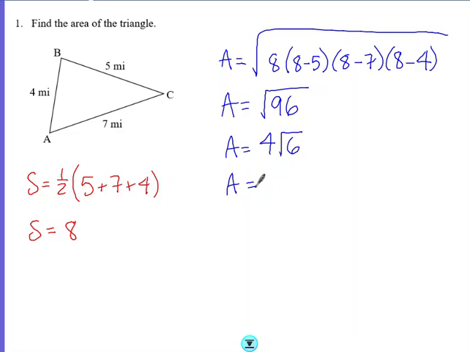Or, if you plug it in the calculator, you get 9.798. The one thing I want to point out is that since we are given units in this problem, the lengths of the sides are in miles, we need to have units on our answers. So the area is in square miles.